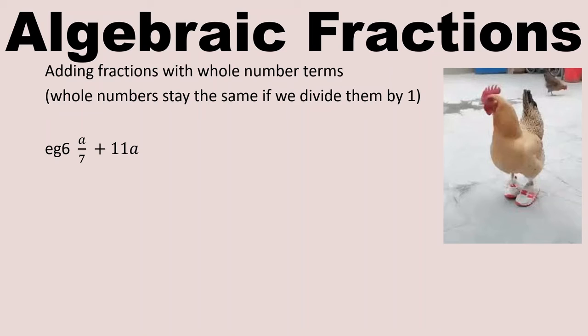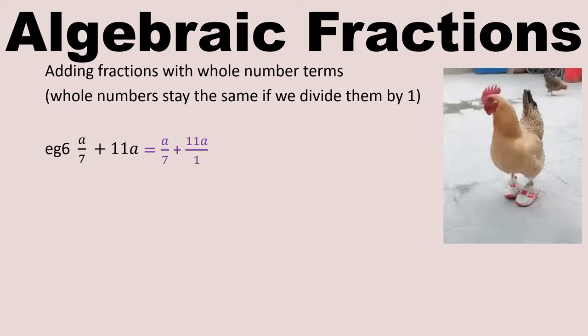For example, a over 7 plus 11a. 11a is not a fraction, but we could write it as a fraction. 11a is the same thing as 11a divided by 1. So we can write this as a over 7 plus 11a over 1. Now we're still not quite ready to add those fractions because we don't have a common denominator. Don't count your chickens yet. So let's get that denominator the same.